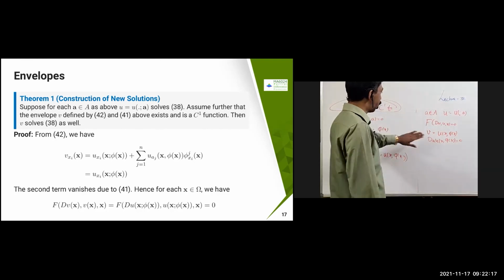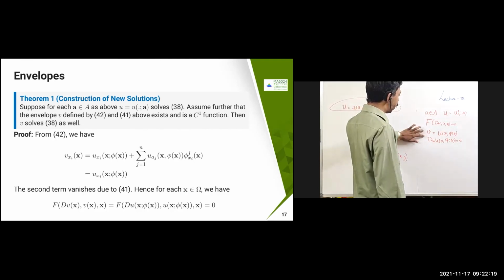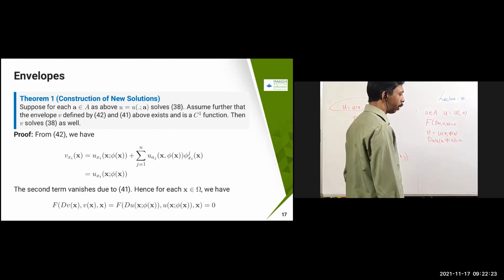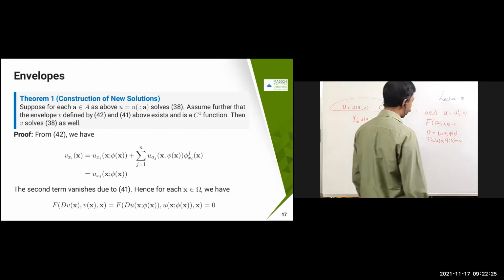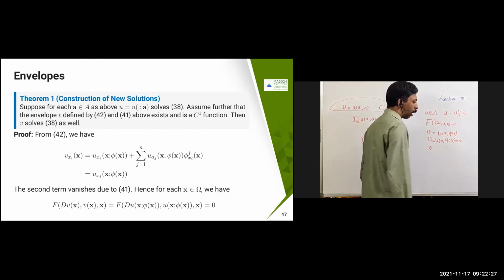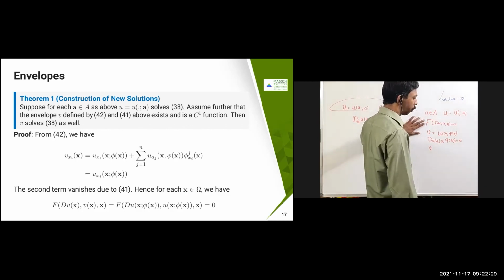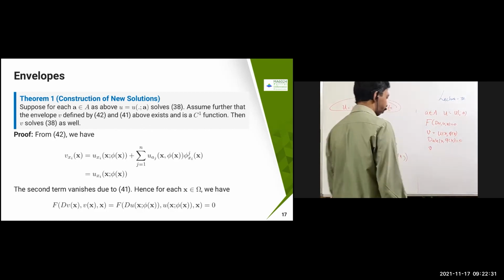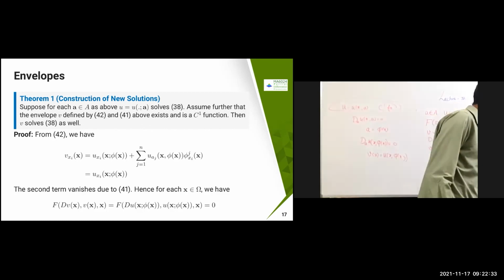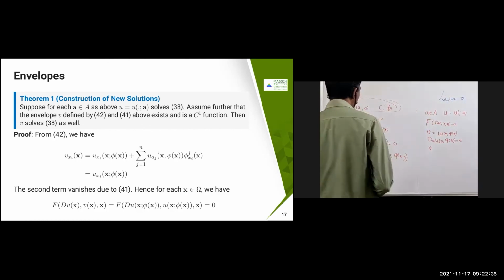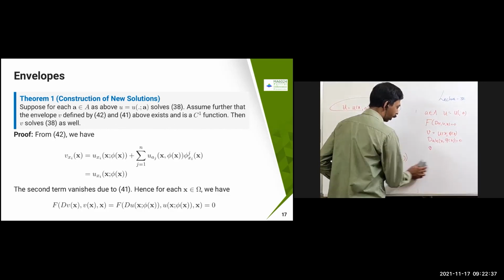So this v is going to exist, it is going to solve this equation, and it is going to be a C1 function. Then what we are going to say is that v is going to solve this equation also. That's what we are going to prove. Let us prove that. That's a simple theorem, just 2-3 lines.